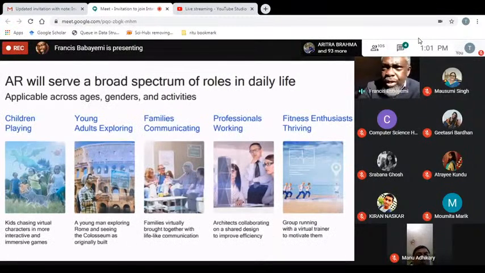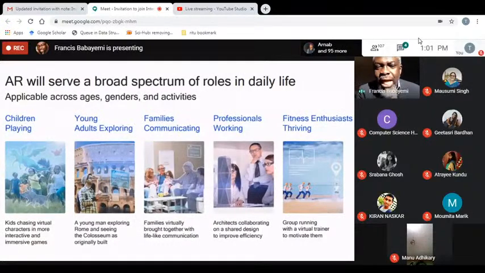We're looking at a situation where, if you use augmented reality, for example, we're talking about a broad spectrum of roles in daily life, applicable across age, gender and activity. So you're talking about immersing augmented reality in children playing, young adults exploring. Imagine going on holiday, you go to the Colosseum and you're able to get data from maybe your Google glasses or something, which gives you an enhanced experience of that historical place.